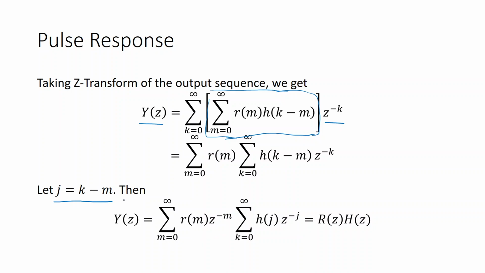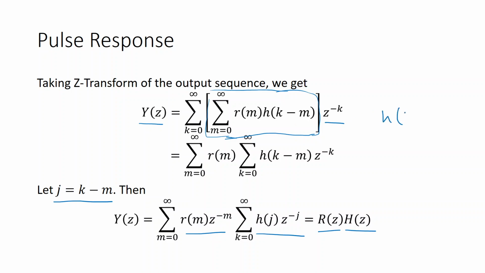So if you assume j equals k minus m, your k will be j plus m, and you will have your z to the power of minus j this side and z to the power of minus m you bring this side. So this particular thing you see, it is R(z), and this particular thing is H(z). So Y(z) becomes equal to R(z) H(z). What is R(z)? R(z) is the Z transform of the input sequence. So you have a relationship between the Z transform of the output sequence and the Z transform of the input sequence, related through the Z transform of the impulse response.